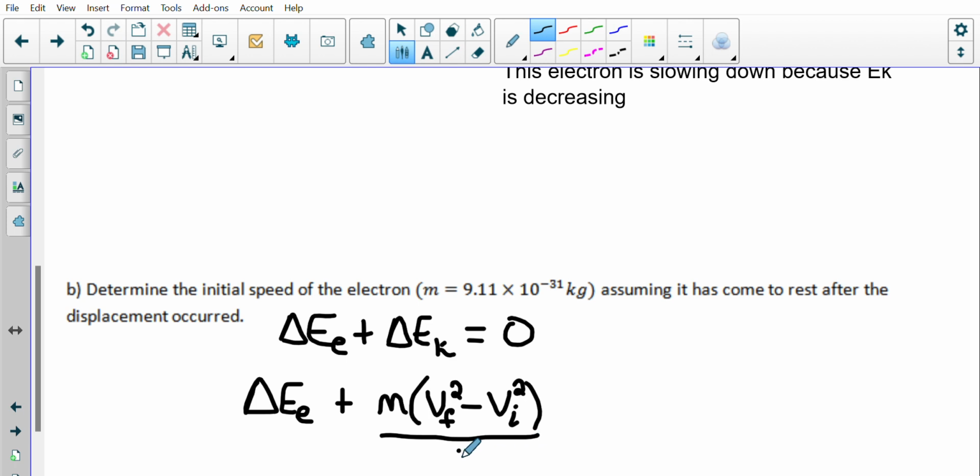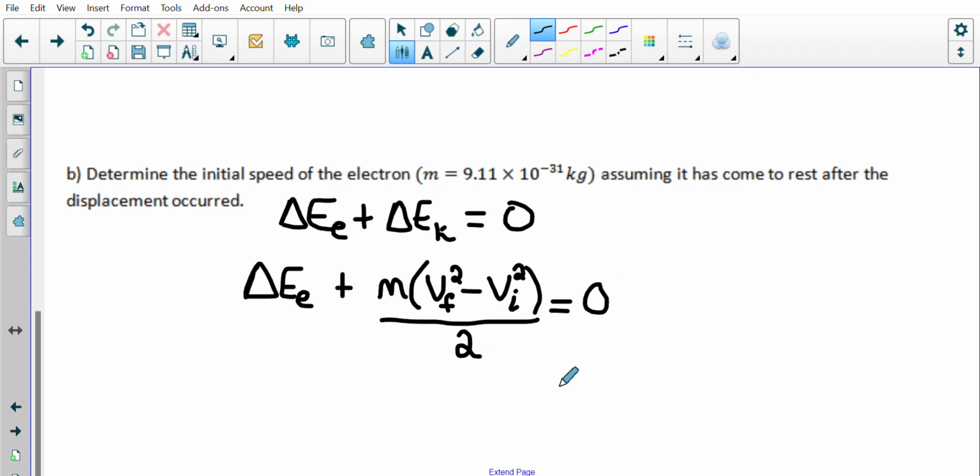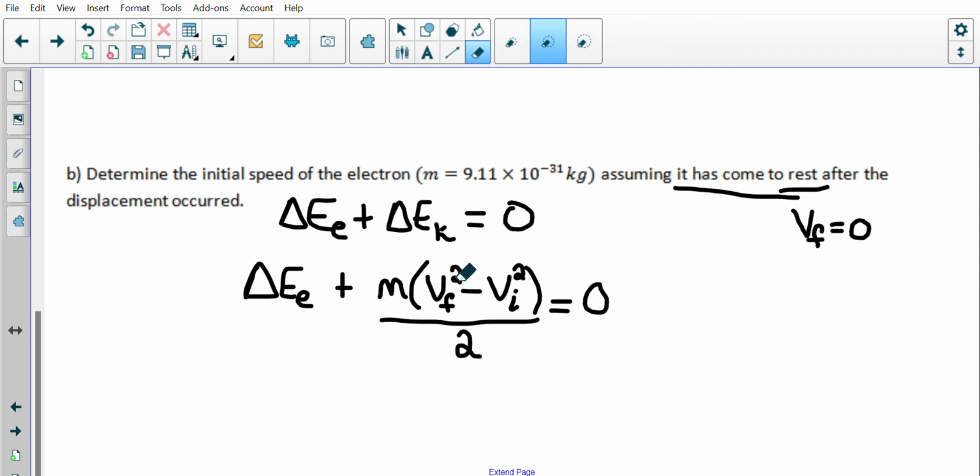All right, and again, don't forget about the divided by 2. And it all equals 0. Now, it has come to rest, this electron, which again means our VF is equal to 0. It's come to rest. All right, so what I can do here is get rid of the VF because it's 0, and I don't want to change that sign.